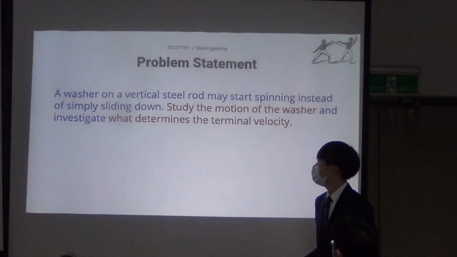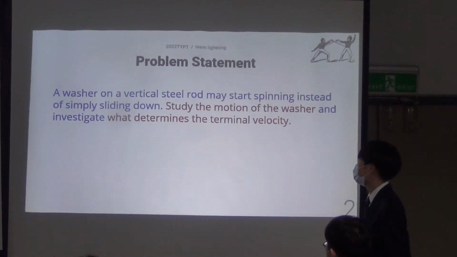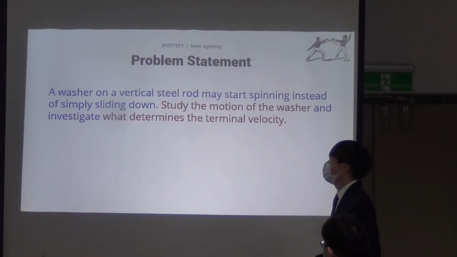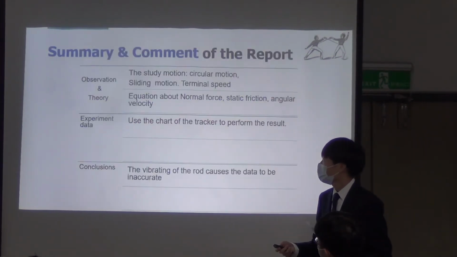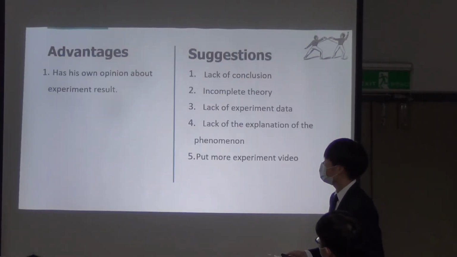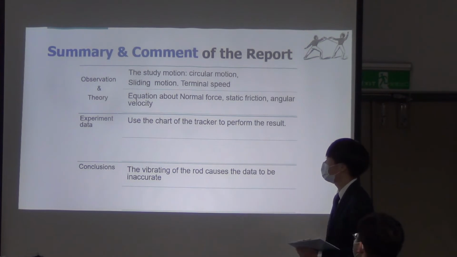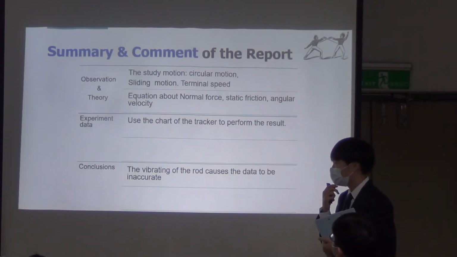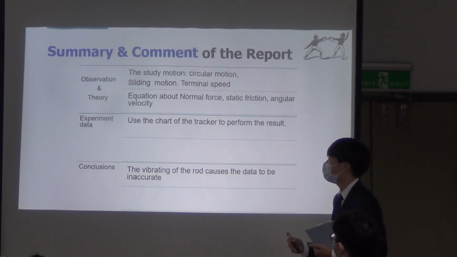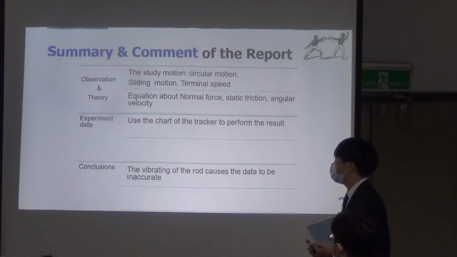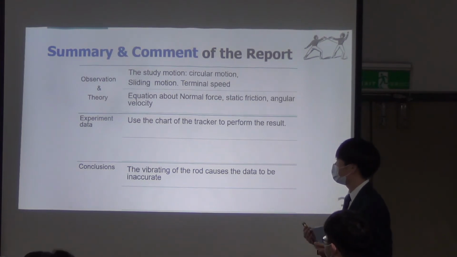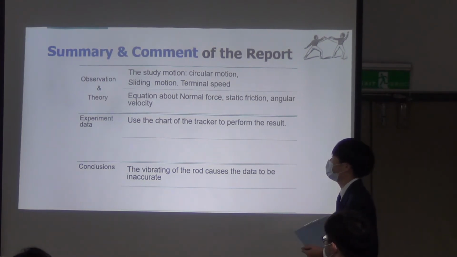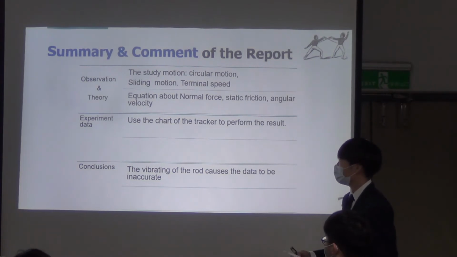Here's the problem statement. I think the problem statement was to study the motion of the washer and what determines the terminal velocity. First of all is the summary and comment of the report. For the observation and theory, the report tells us two types of motion: first is circular motion and the second is sliding motion. And he also explained the terminal speed.